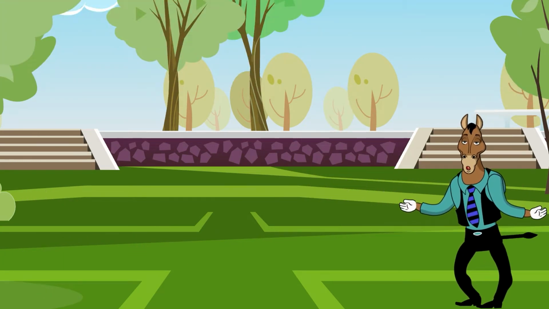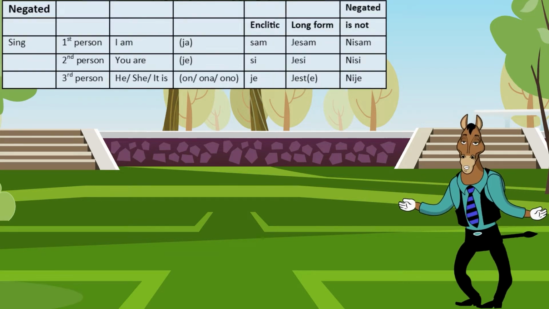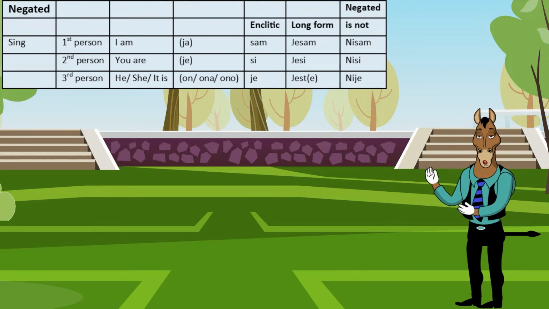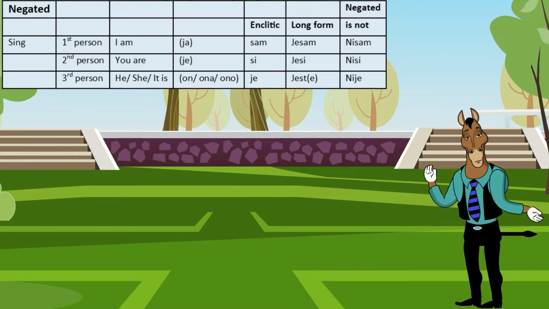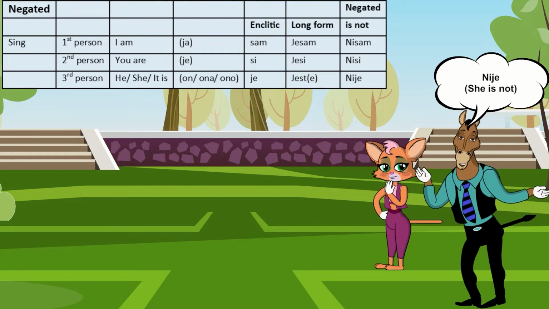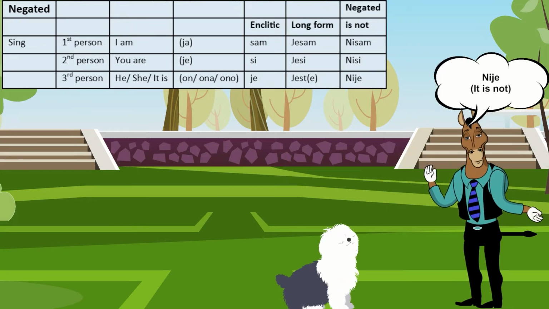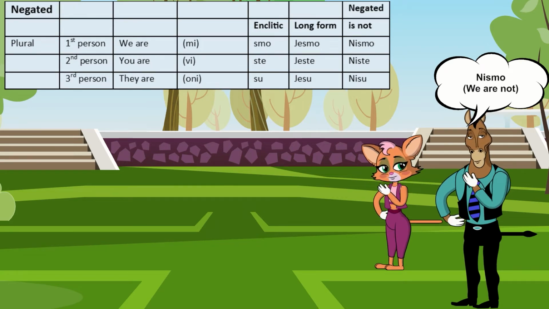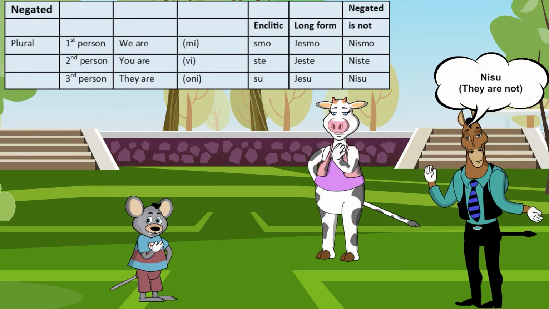Let's look at how to say I am not. As you can see, all you need to do is take the enclitic form and add ni. Nisam. Nisi. Nije. Nismo. Niste, nisu.